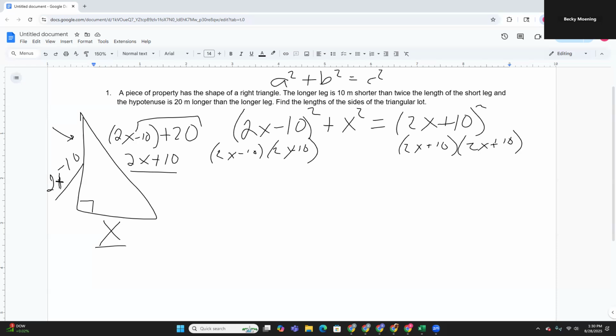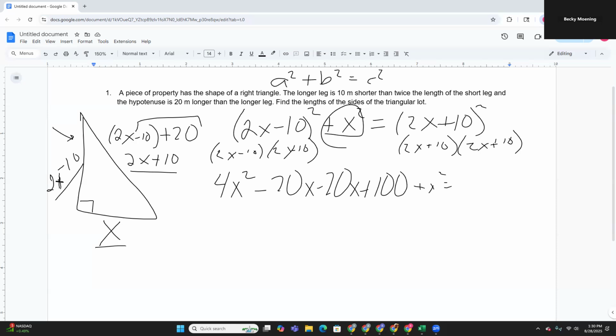When I expand (2x minus 10) squared, I get 4x squared minus 20x plus 100. And then I still have this plus x squared for my other leg. And then I get 4x squared plus 10x plus 100. Okay, so we need to simplify.